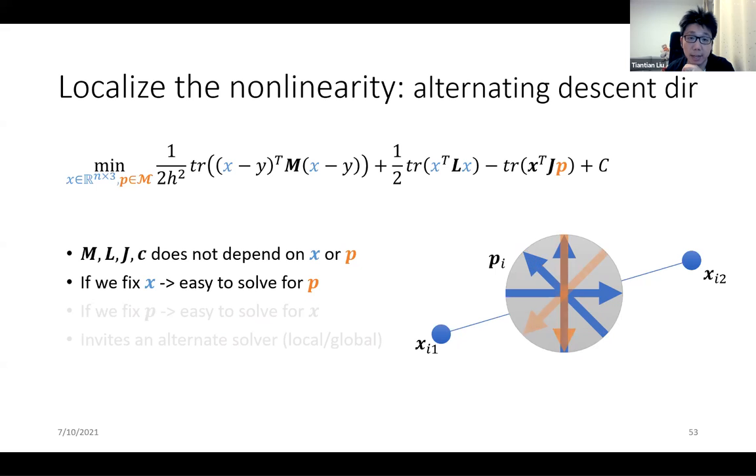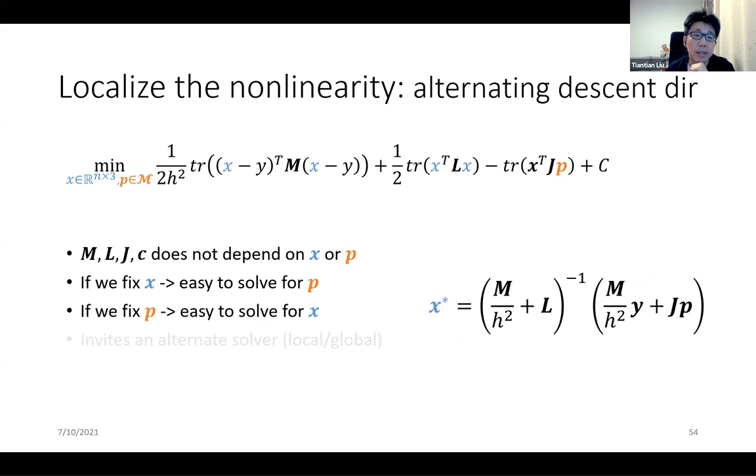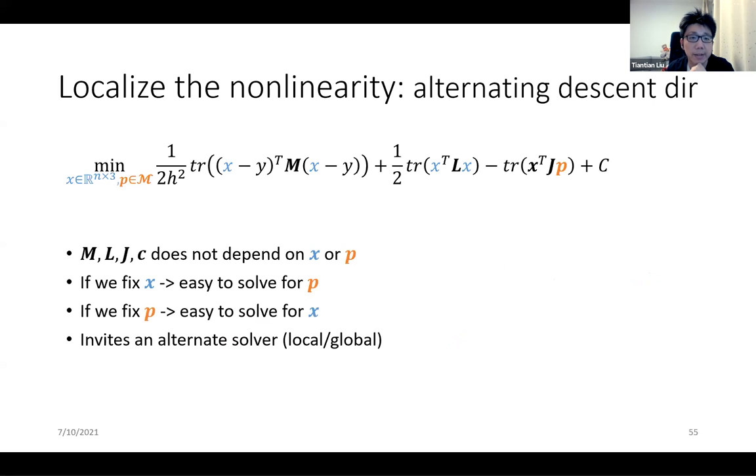If we fix x, it is really easy to solve for p because we just need to loop over all the springs and find their best fit directions. Note that those directions can be computed in parallel since x is fixed. If we fix p, it is also easy to solve for x because the entire system is quadratic in x. In fact, we can compute the analytical solution here. An even better thing is that the large linear system is state independent, indicating that we can pre-factorize the entire system for an even better acceleration.